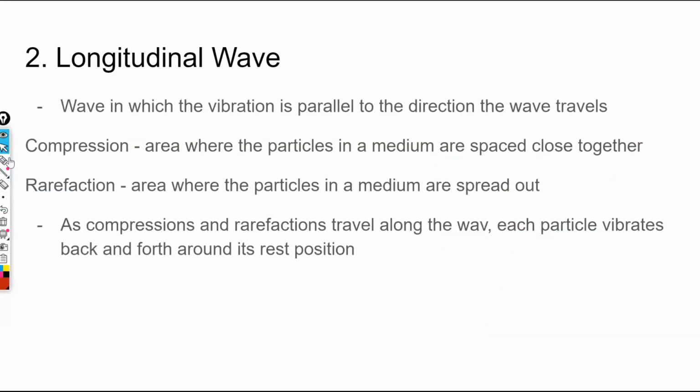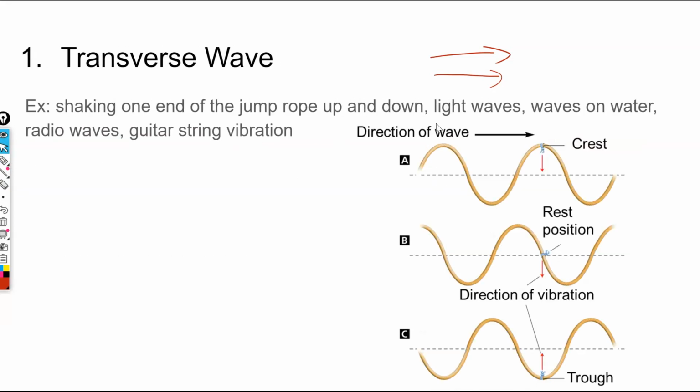Now we're going to talk about longitudinal waves. This is a wave in which the vibration is parallel to the direction it travels. So if a wave is traveling to the right, the vibration is to the right also, compared to transverse, which if you go back real quick, the waves are moving in an up and down portion. So if you see, the waves are moving up and down while the direction is going to the right.